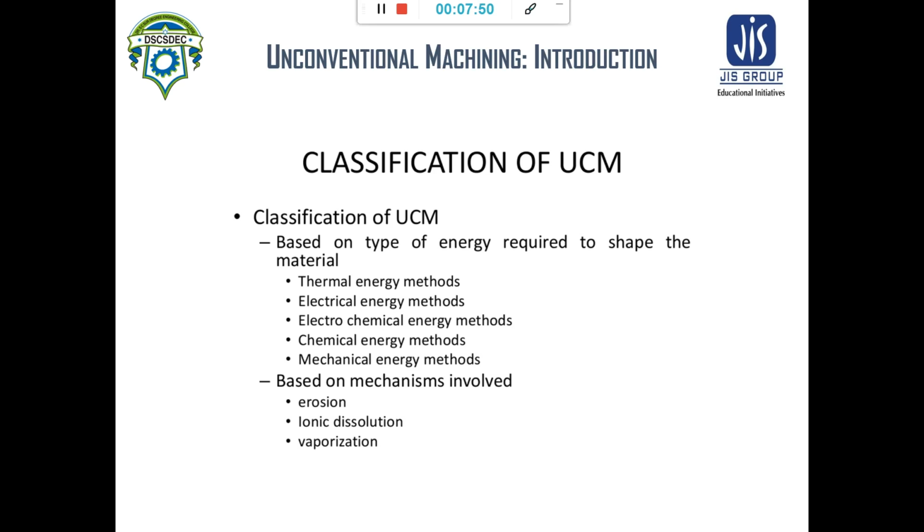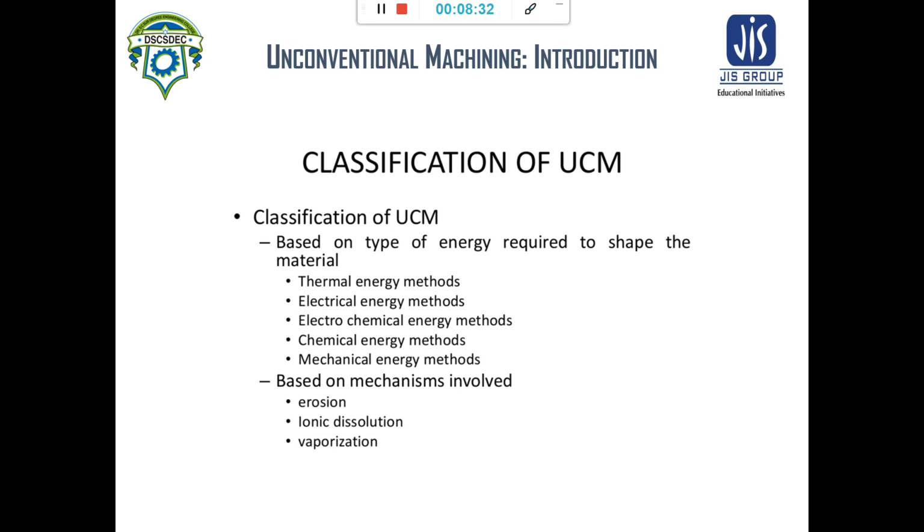Okay, now the electrochemical energy method. In the electrochemical energy method, the concept of electrolysis comes into action, and that concept of electrolysis lets us remove the material electrochemically. Next is the chemical energy method. In the case of explosive machining and chemical grinding, these are the processes where we use chemical reaction to remove the material. That is the chemical energy method.